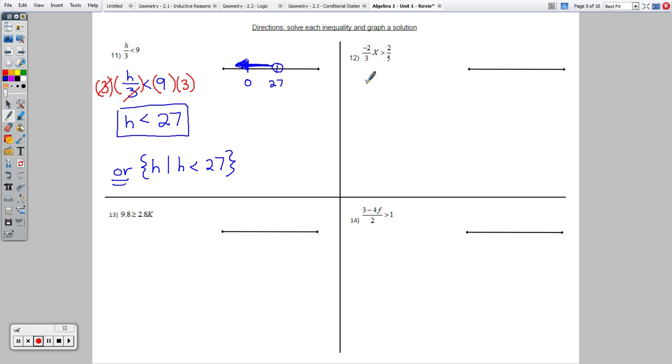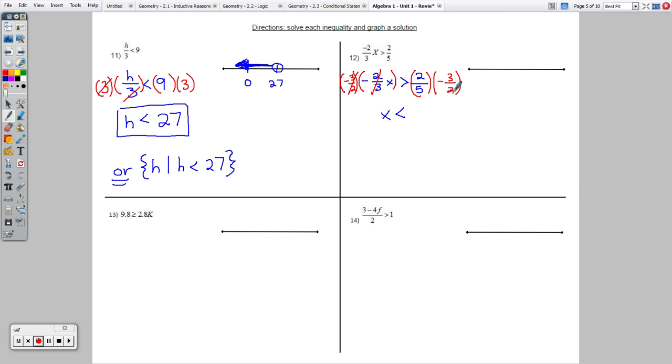Number 12, I'm going to rewrite this one. Negative 2/3 x is greater than 2/5. Just like before, we had a fraction times the variable. To get rid of that fraction, we can multiply by the reciprocal of that fraction. So I'm going to multiply both sides by -3/2. Now I multiplied by a negative here, so this will cancel here and here. Those are reciprocals, and you'll still have x on the left side, but since I multiplied by a negative number, I have to flip the sign. That's a rule I just need to remember.